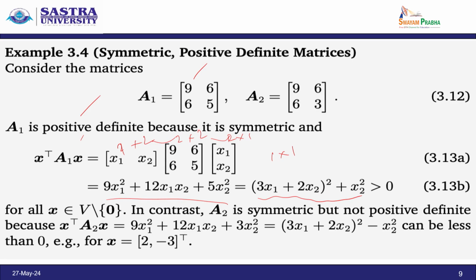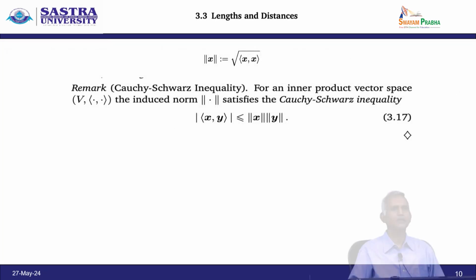Therefore, for x belonging to V minus 0, A1 is positive definite. But A2 is symmetric but not positive definite, because applying the same technique, x transpose A x equals 9 x1 square plus 12 x1 x2 plus 3 x2 square, which equals (3 x1 plus 2 x2) the whole square minus x2 square, which can be less than 0; for example, x equal to (2, minus 3) is a solution to the problem. So, this way we can determine whether a matrix is symmetric positive semi-definite or definite.